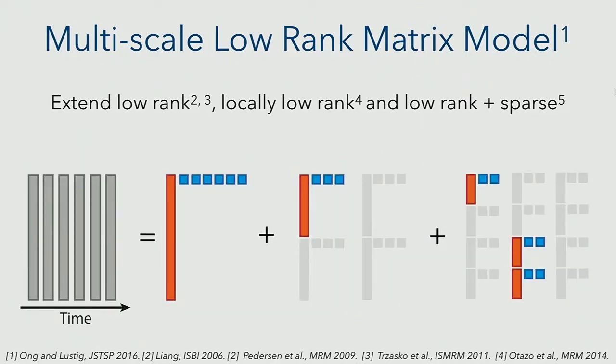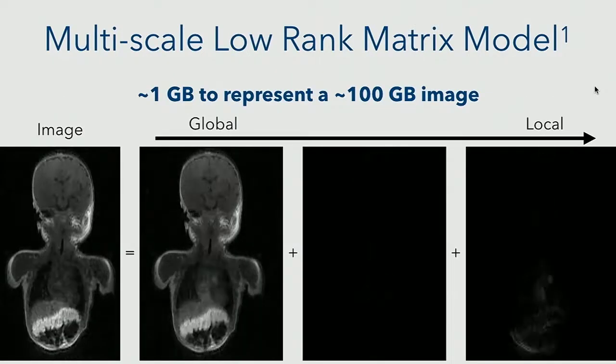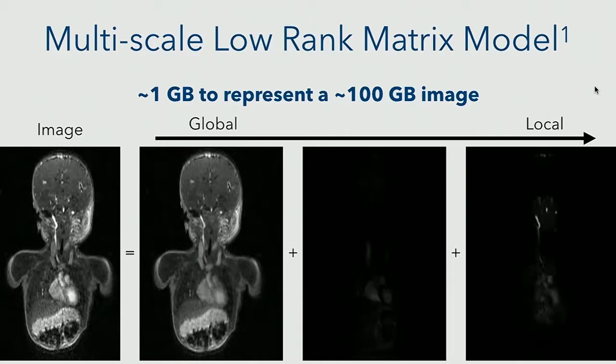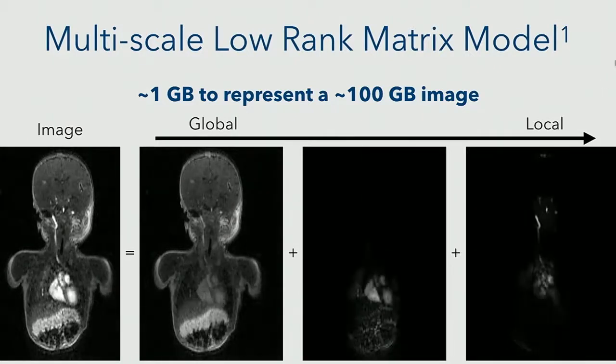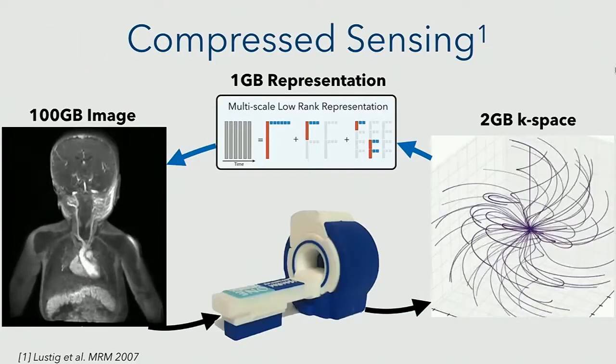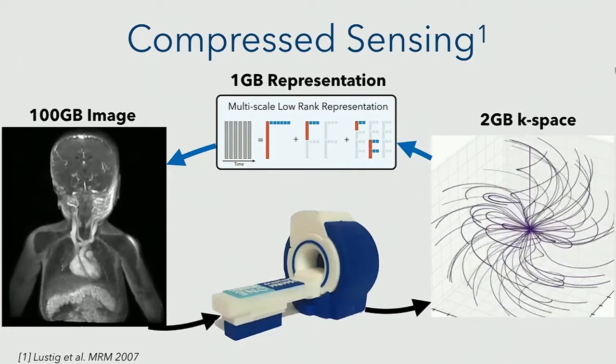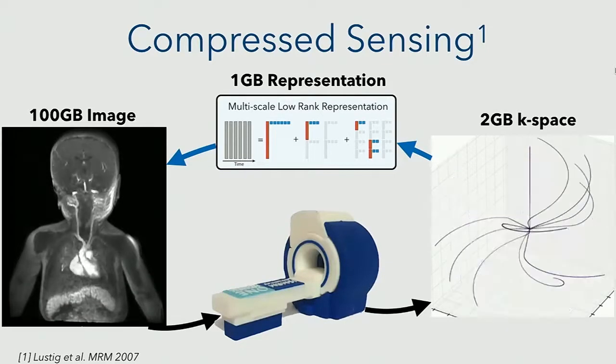And so because of time, I won't be able to go into this model in detail. But the important point here is that using this model, we can represent this 100 gigabyte image using only 1 gigabyte of the coefficients. And so putting this back to the compressed sensing framework, what this means is that in principle, we can recover the 100 gigabyte image from the 2 gigabyte K-space.